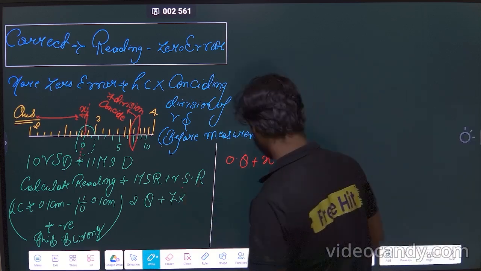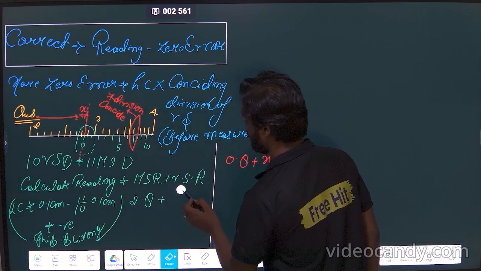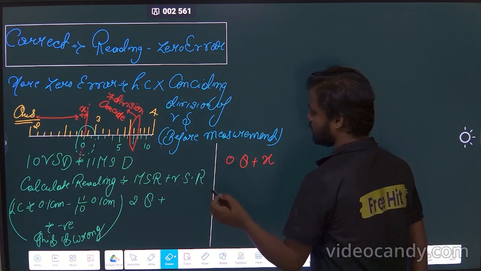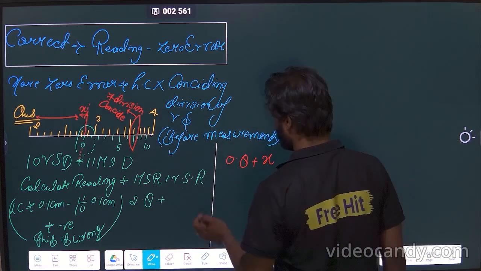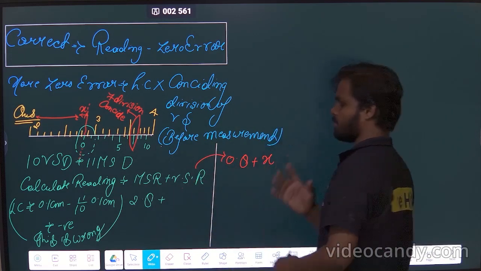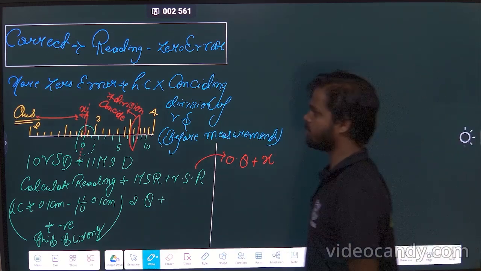Like least count into this. So I am saying the vernier scale reading will be, what I am trying to say, my vernier scale reading will be this 0.8 plus some x. Now my aim is to calculate this x. How will I calculate this x? See here.